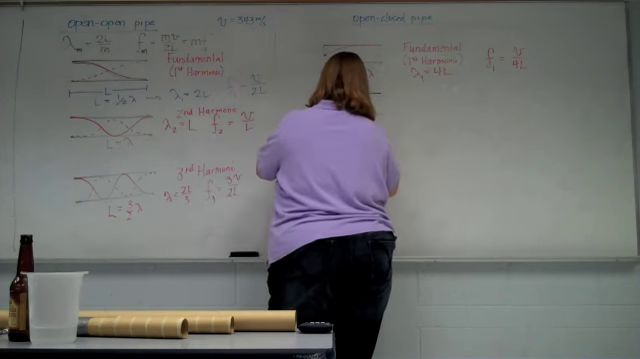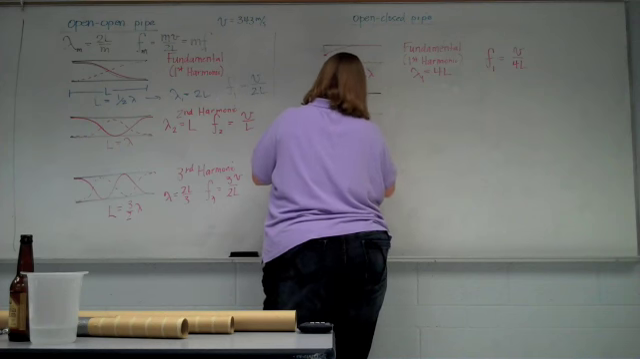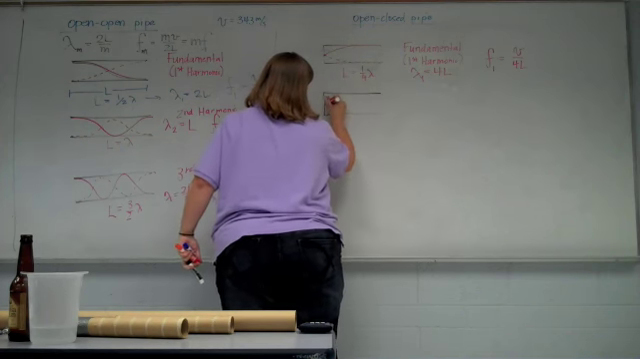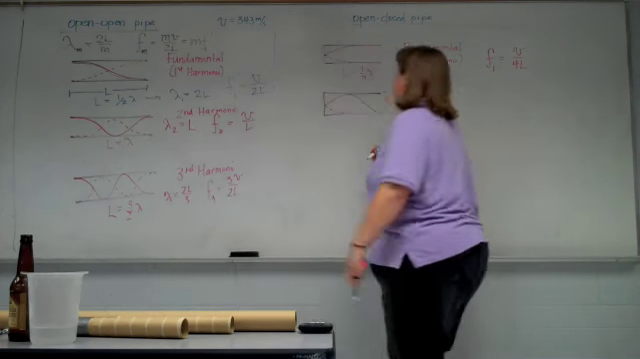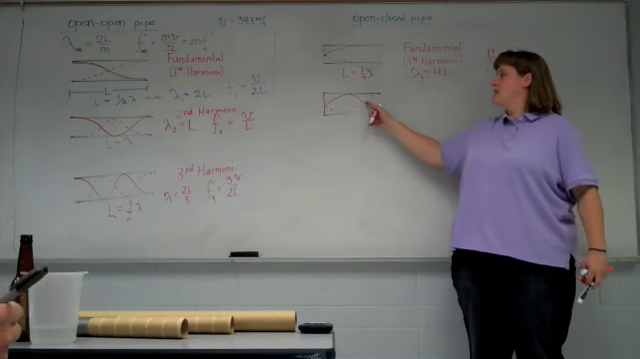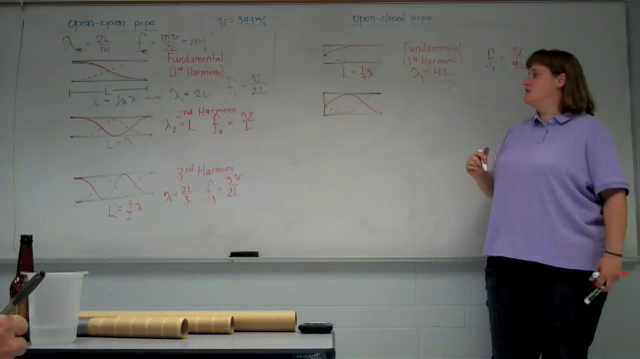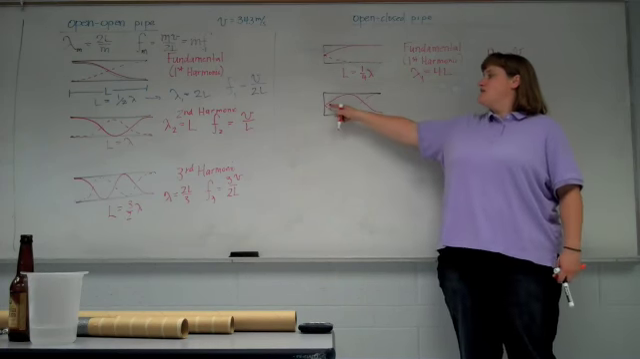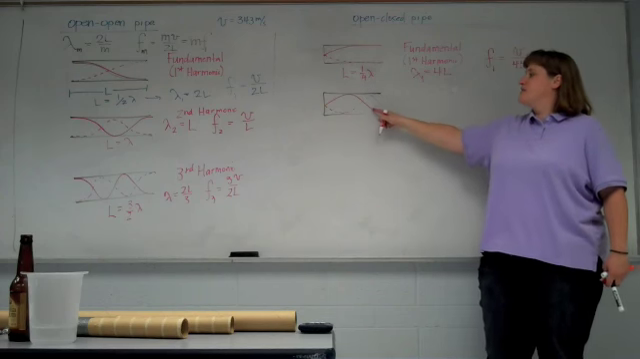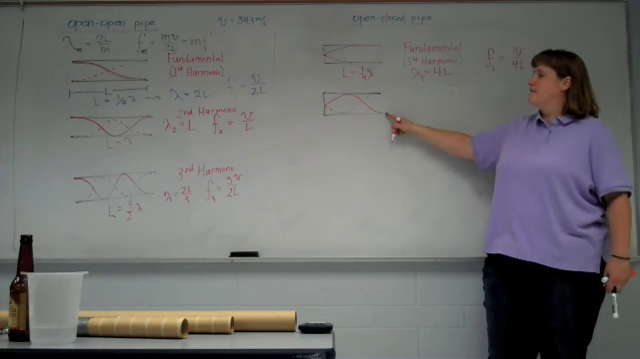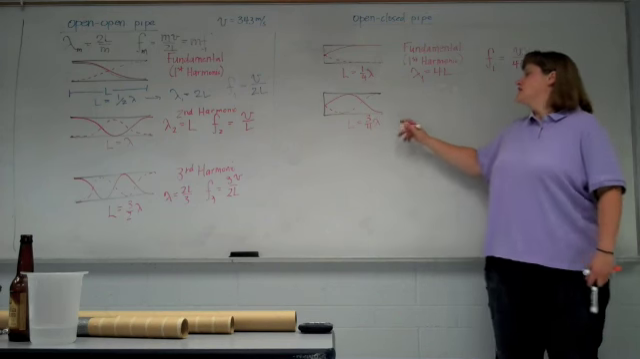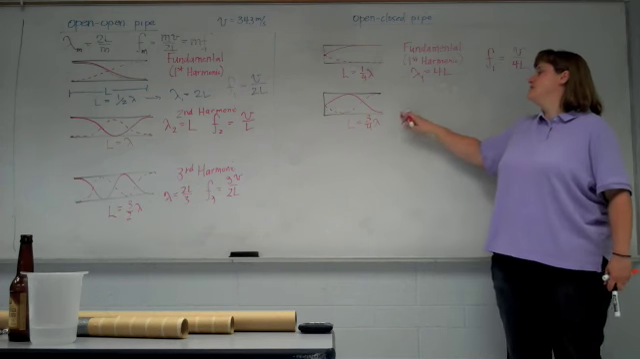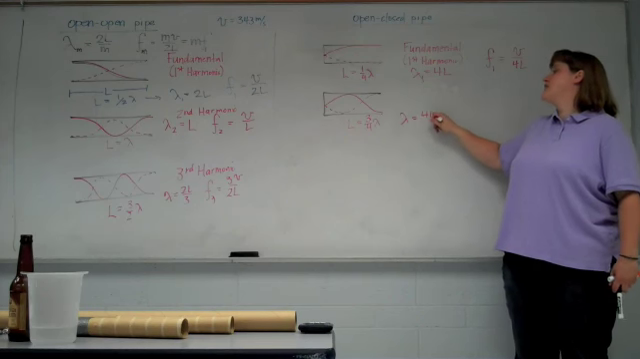The next pattern, we add in an antinode. So it looks like that. One antinode and then it ends at an antinode. If we start at the left and trace it, how much of a wave is that? 3/4. So that means the wavelength of this one is equal to 4L over 3.